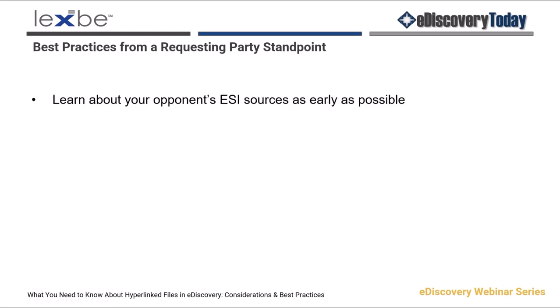So the first best practice for requesting parties is to learn about your opponent's ESI sources as early as possible. Doing so enables you to understand the capabilities that your opponents have regarding preservation and collection of the data. That will help you in negotiations in terms of knowing what they should be able to do and what their platforms may keep them from doing, such as preserving all of the custodian's set of data.